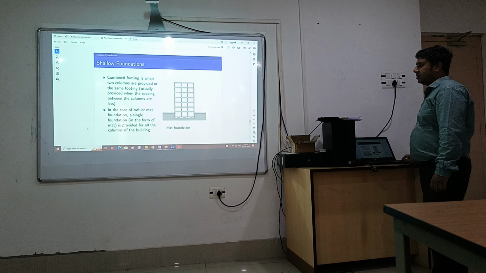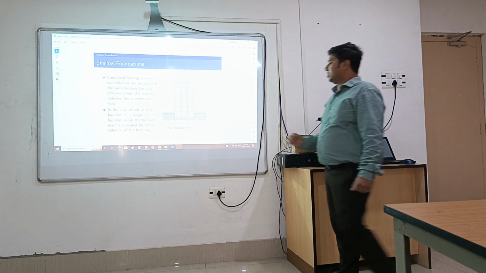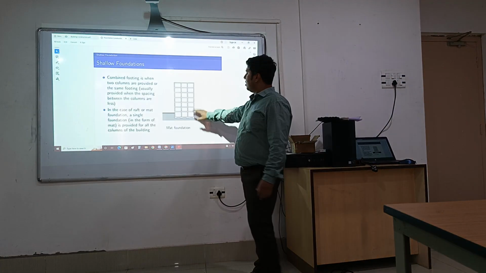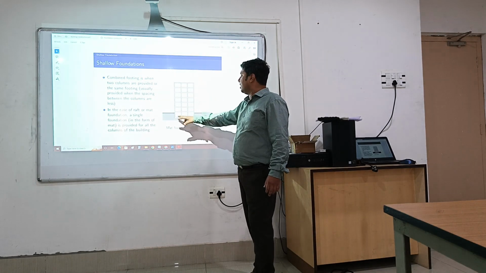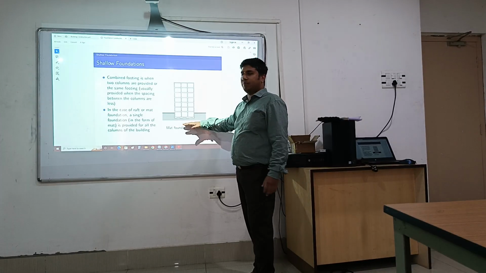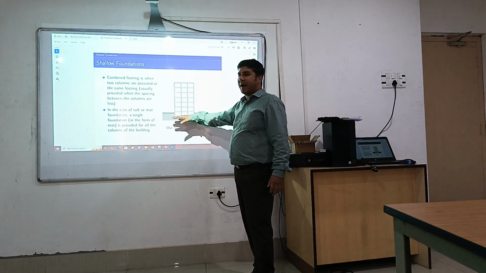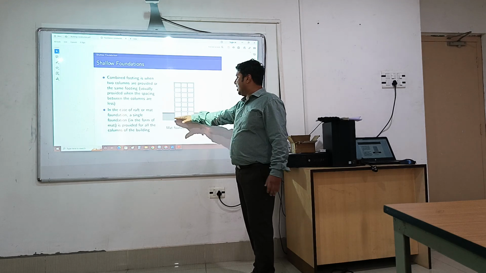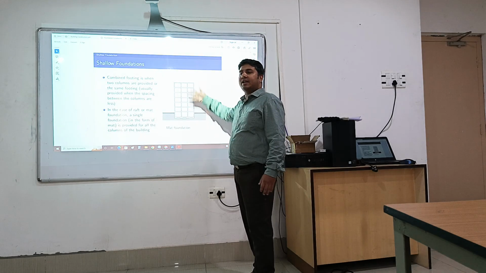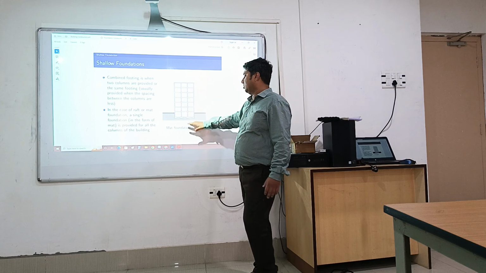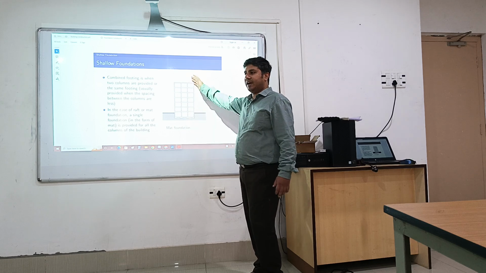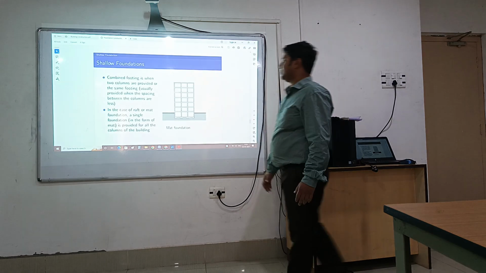This is the mat foundation. The mat foundation may be used for large scale construction, where there is a high rise building and a high chance of uneven settlement. We may provide a mat which will be able to take the load uniformly, and even if there is a settlement, the settlement is uniform throughout. This is how the mat foundation takes care of the uneven settlement.